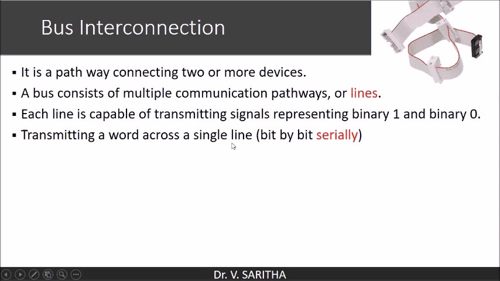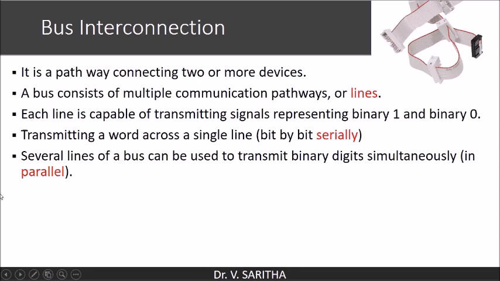Transmitting a word across a single line bit by bit, we say it as serially. So, if we are using one single line to transmit a complete 8-bit word or 16-bit word, we are supposed to transmit bit by bit, because a single line means only one bit of information we can transmit. So we call this serial transmission.